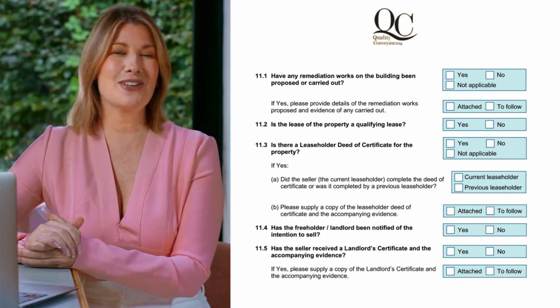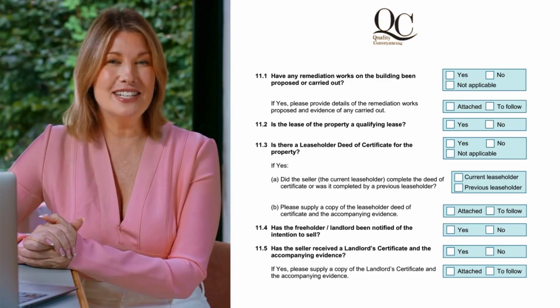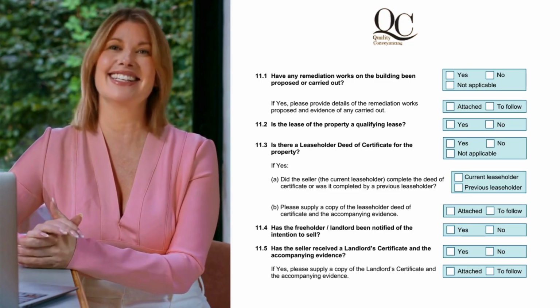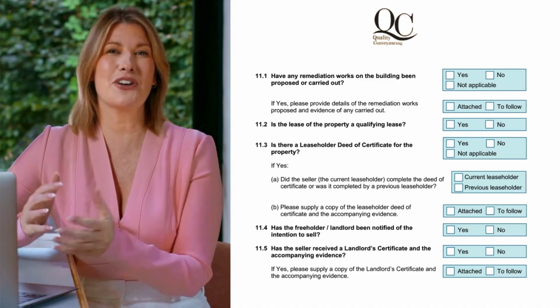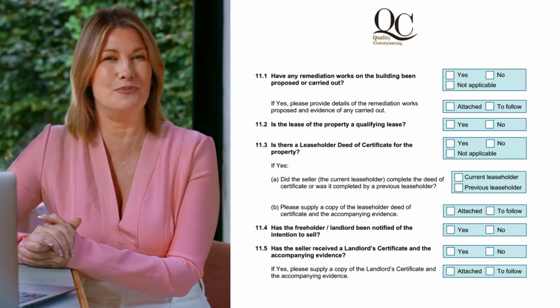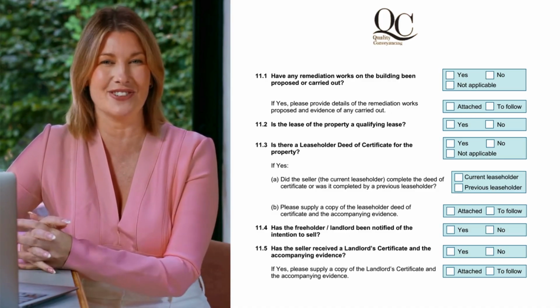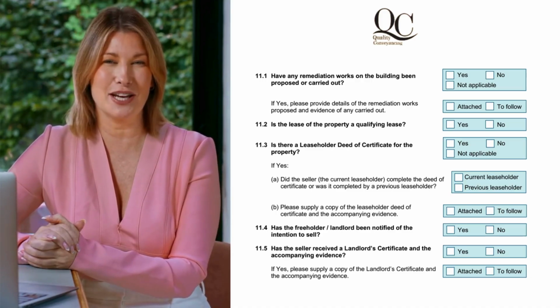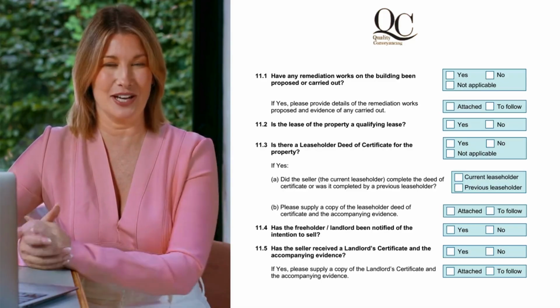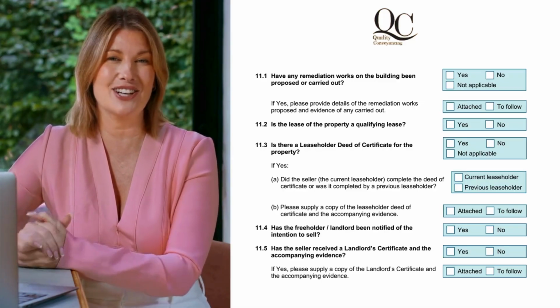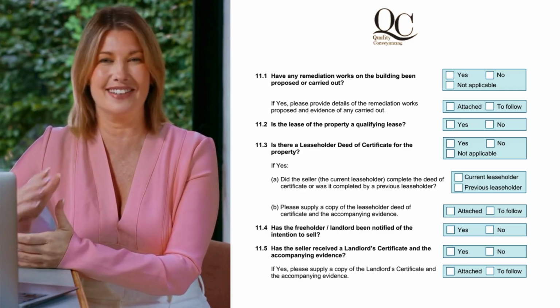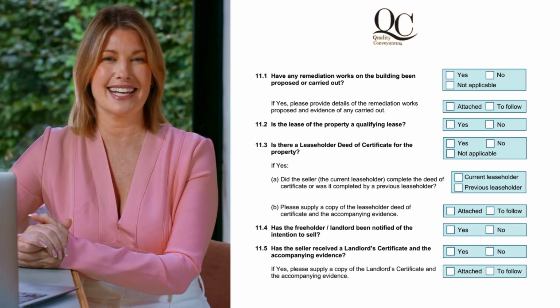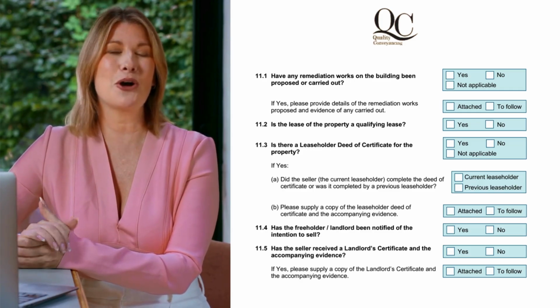The form then asks whether there is a leaseholder deed of certificate for the property. This is a legal document that confirms whether the leaseholder qualifies for building safety protections. If there is a deed of certificate, confirm whether it was completed by you as the current leaseholder or by a previous leaseholder. If you have a copy, attach it along with any supporting evidence. If you've never seen or completed one, it's absolutely fine to tick No or Not Known.